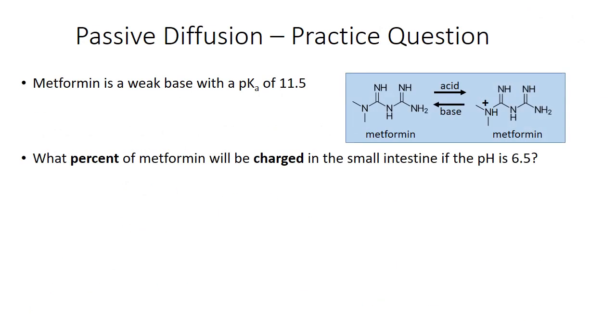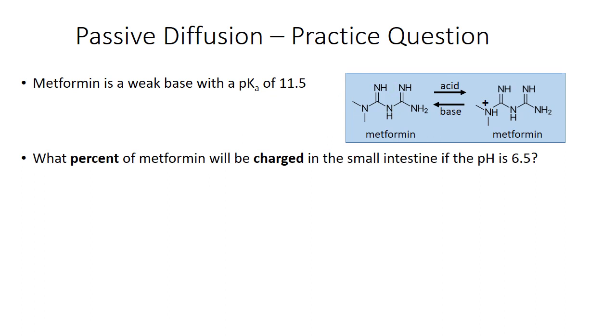Another example is metformin. Metformin used to be brand name Glucophage or Glucophage XL, but that is a drug for diabetes, still quite frequently used. That is a weak base with a pKa of 11.5. The structure is here on the right. In the presence of acid, we get an extra proton and give it a positive charge. In the presence of base, or more basic than its pKa, it's going to be neutral.